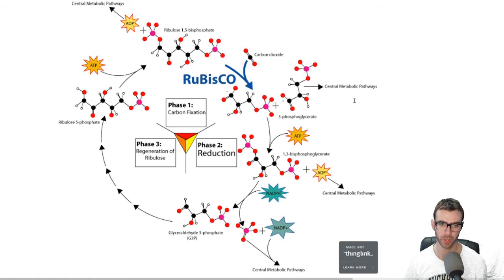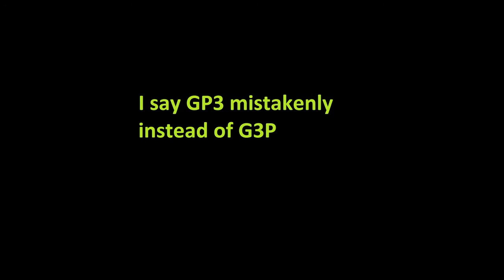Phase 2, the reduction phase, begins. The ATP and NADPH from the previous stage are now used as energy sources to make glyceraldehyde 3-phosphate. The ATP, right here, gives its 1 phosphate molecule to the 3-phosphoglycerate molecule, right here. The NADPH, right here, gives its hydrogen to the 3-phosphoglycerate molecule, finally forming glyceraldehyde 3-phosphate, or G3P.